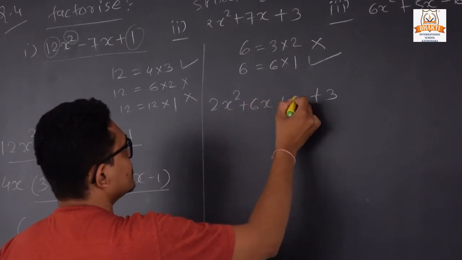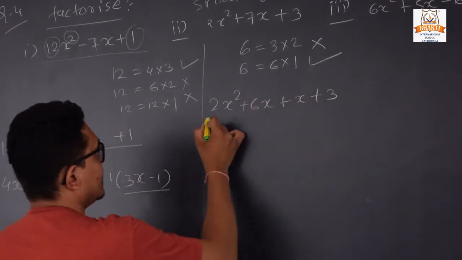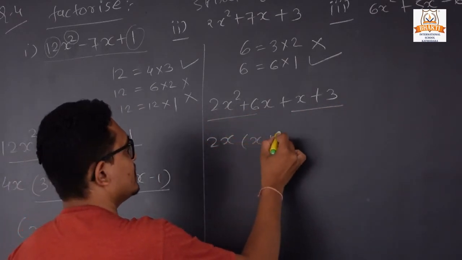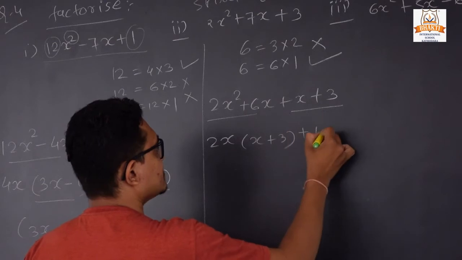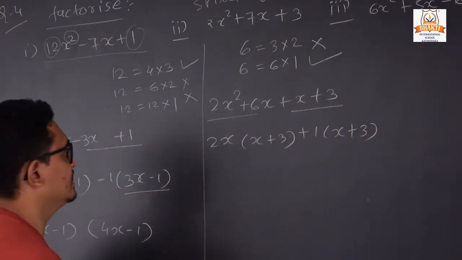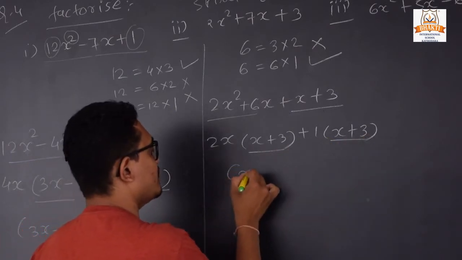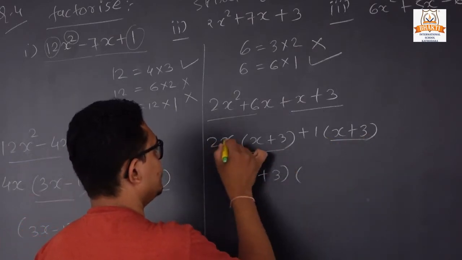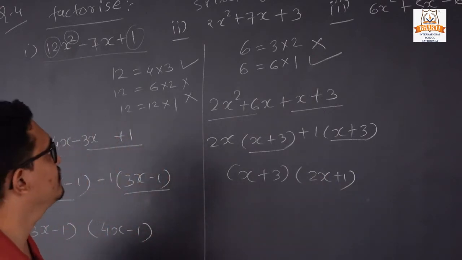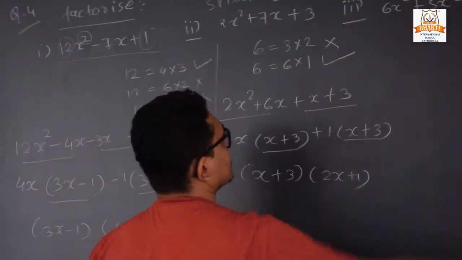6x plus 1x. Now take the common. So what is the common? It is 2x. So x plus 3. Here 1 is the common. So once again x plus 3. Now this is the common bracket. And what is our second bracket? 2x plus 1.